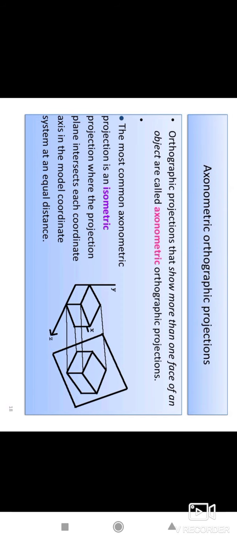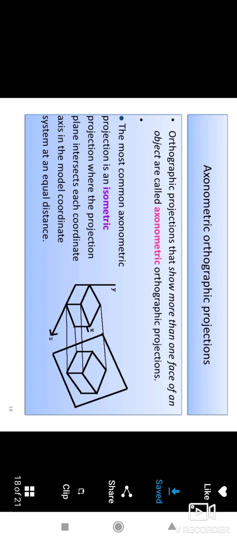Orthographic projections are mainly of these types. Axonometric projections are there. Multi-view projections are there, that is the side view and front view. And orthographic projections that show more than one face of an object are called axonometric orthographic projections. The most common axonometric projection is isometric. The other two are dimetric and trimetric.